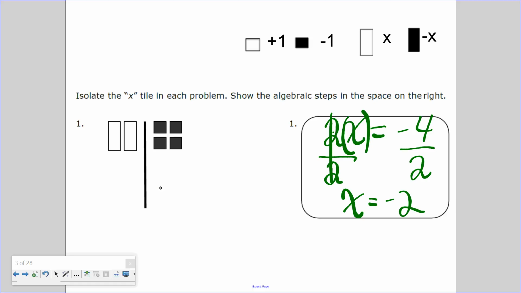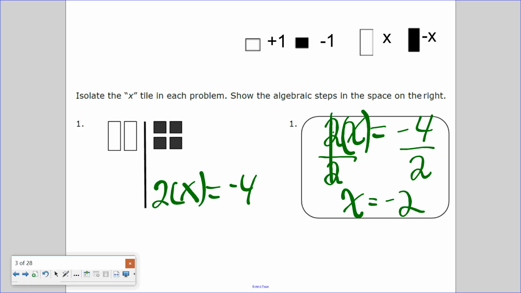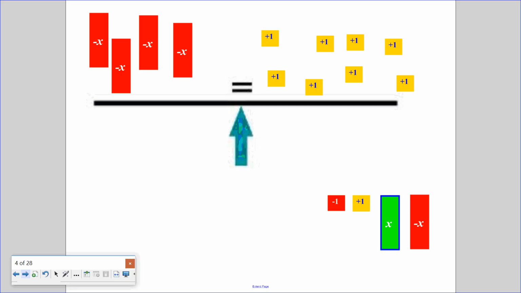Let's check our work. We are going to substitute the x with -2. 2 times -2 is -4. Check mark. All right, let's look at our next algebra tile example.